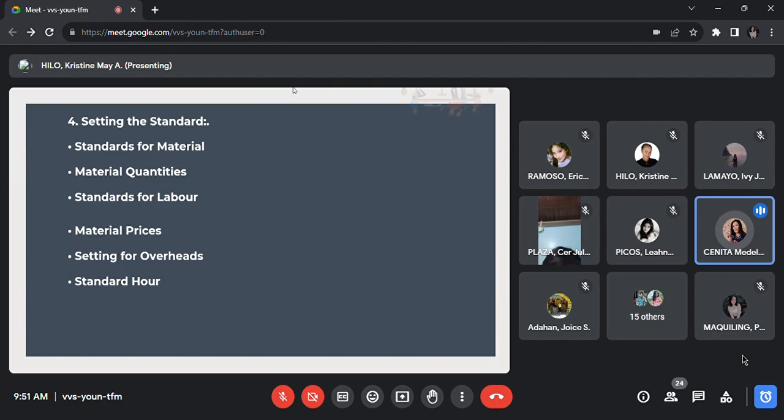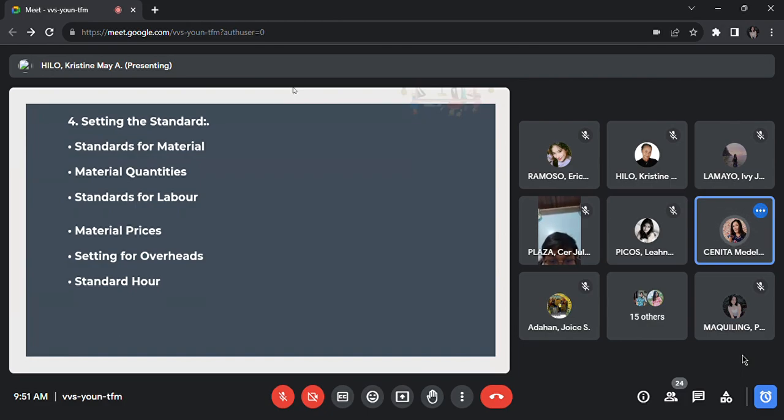Setting the standard. Standard materials. Material standards are a mix of performance and prescriptive elements. Material quantities. Material quantity is the list of individual quantities of the material of each item of work mentioned in the bill of quantity.